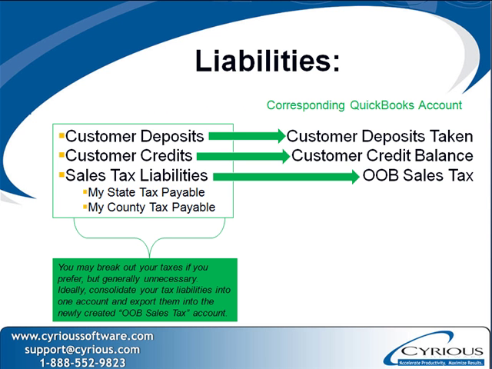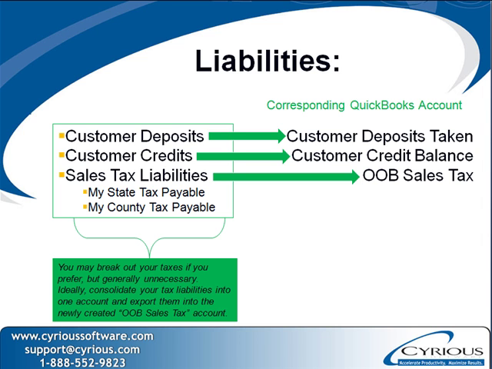The next account group that we're going to be dealing with are the liability accounts. In this group of accounts, we're going to be dealing with customer deposits, customer credits, and our sales tax liabilities, including your state tax and any county tax liabilities that are set up. There's a note in green that states you may break out your taxes if you prefer, but generally unnecessary. Ideally, consolidate your tax liabilities into one account and export them into the newly created OOB sales tax account.